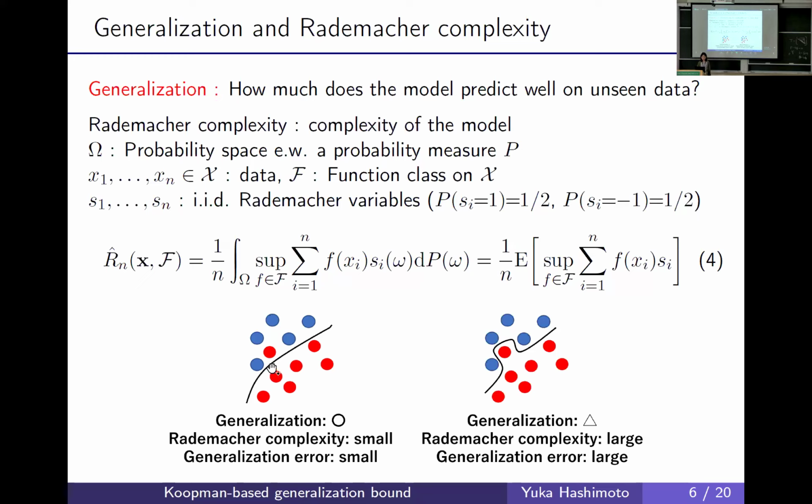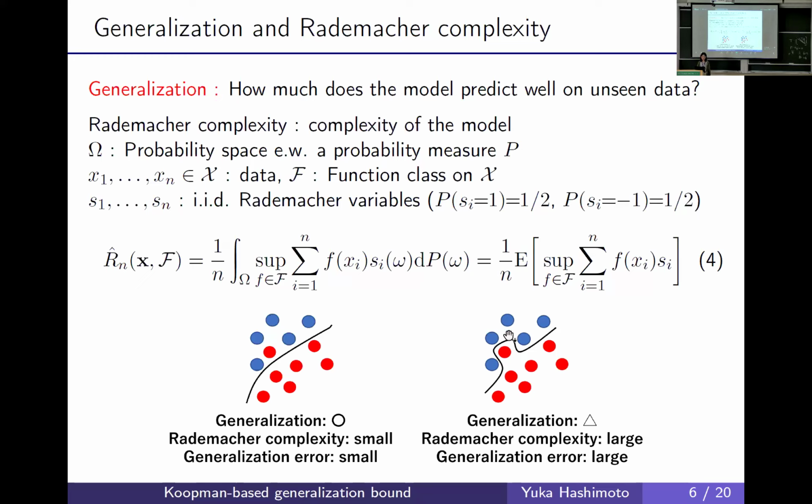And in this case, the generalization is good, and the Rademacher complexity is small because this function is very simple. And in this case, the generalization error is small. On the other hand, in the right case, this function f can perfectly split the blue part and red part in this setting.